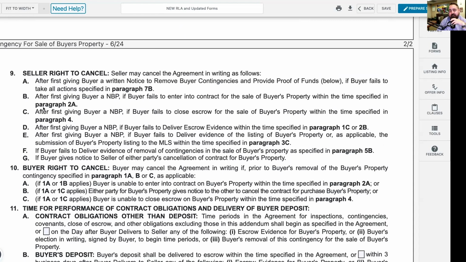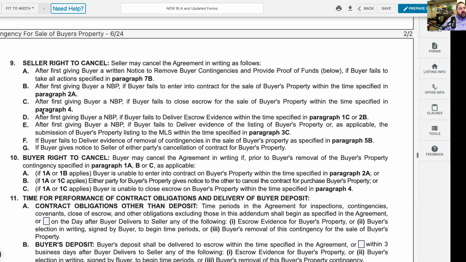All right, so here's the seller's right to cancel. Here's all of them, right? We just talked about what, but here it is. Seller may cancel the agreement in writing as follows. After first giving buyer a written notice to perform, to remove buyer contingencies, to provide proof of funds below, if buyer fails to take all actions specified in 7B. After first giving buyer an NBP, if buyer fails to enter into a contract for the sale of buyer's property within the time specified in 2A, right? That's the 17 days for them to get in the contract. After first giving buyer an NBP, if buyer fails to close escrow for the sale of buyer's property within the time specified in paragraph 4. We talked about that. That's either the close of escrow on the property that I'm buying, or the 5 days prior to that we just talked about.